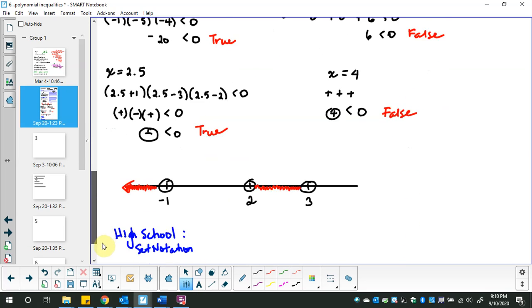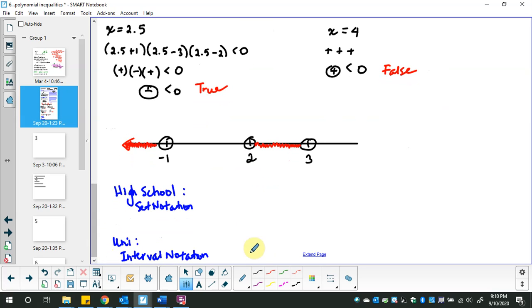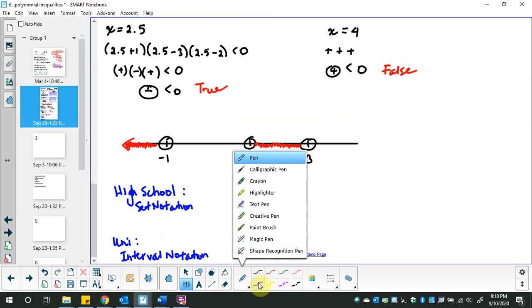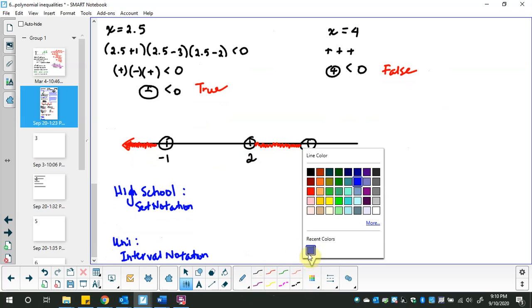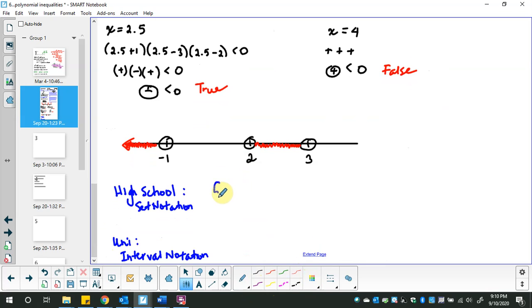So I've got the picture down here again. And I'm pretty sure that at some point I will be able to convince you that the university way is the easier way of doing it. But to start the high school way, you start with this every single time.